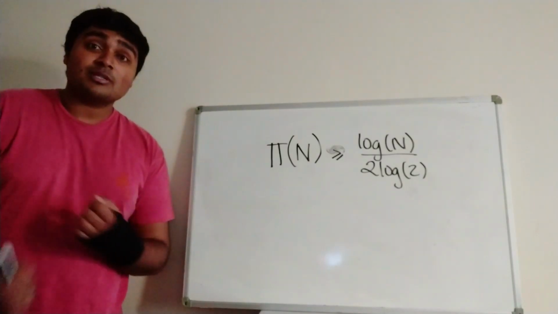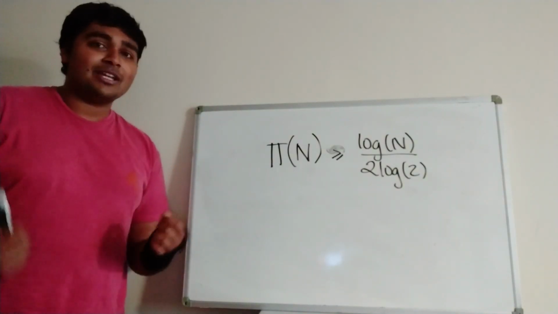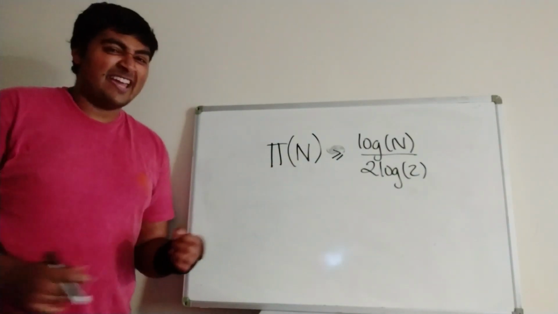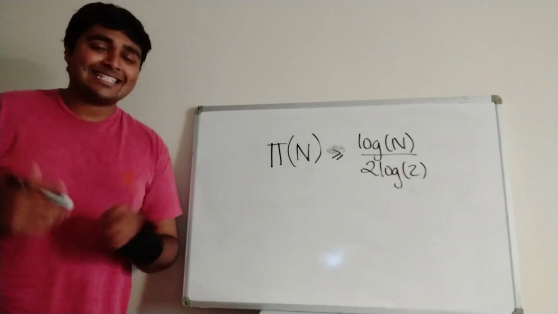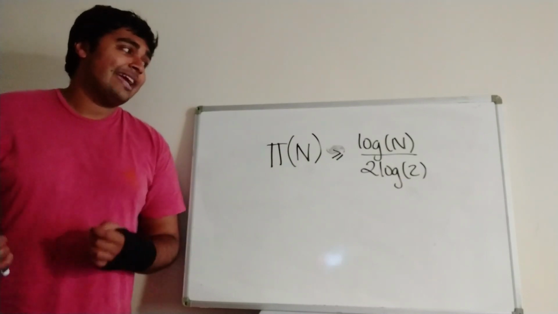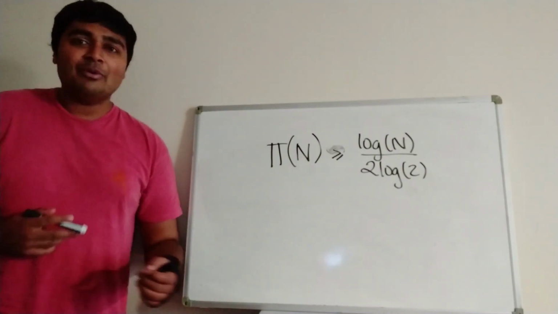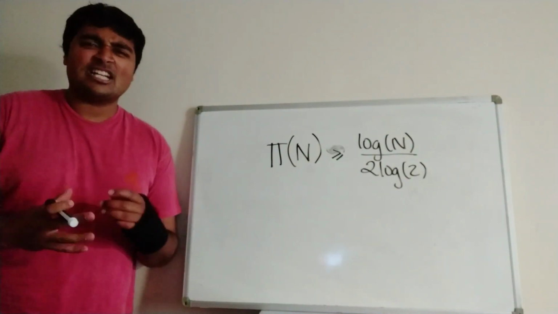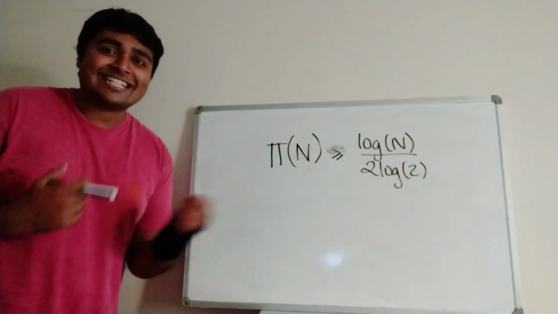Anyway, what we want to do is prove that there are infinitely many primes, and the way we're going to be doing that is showing that pi of n, so the number of primes less than or equal to some number n, is bigger than or equal to log n over 2 log 2, and we're going to do this in a fairly intuitive, constructive way. Let's get stuck in.